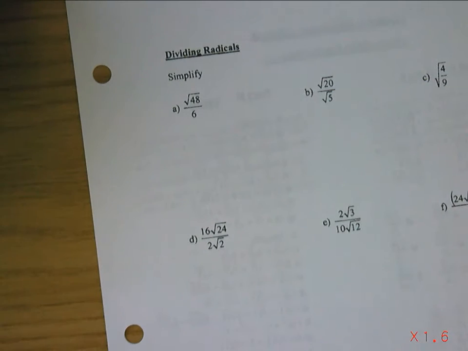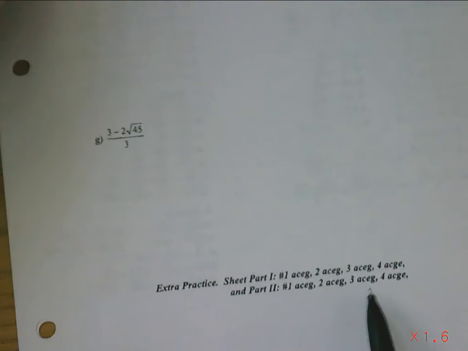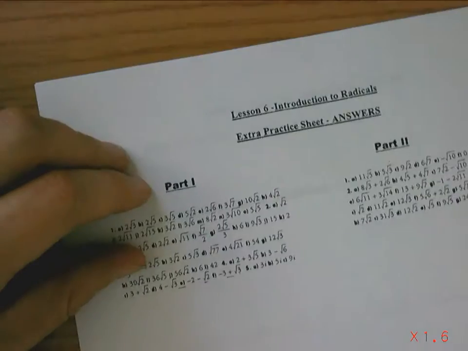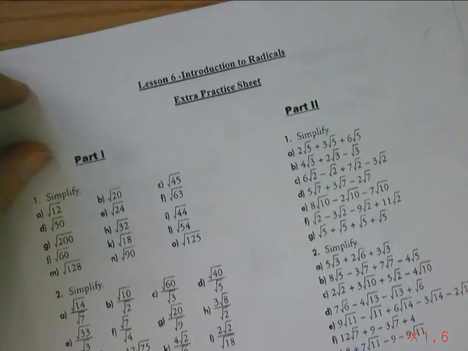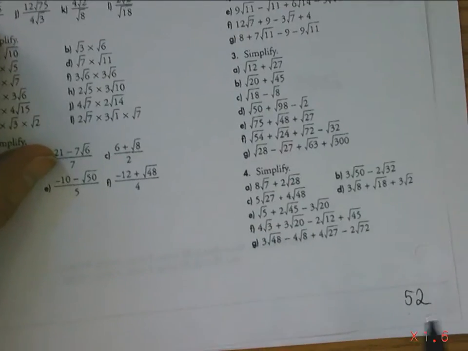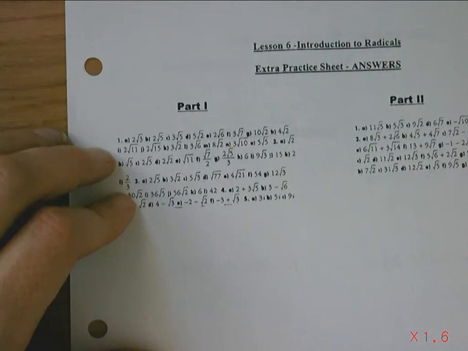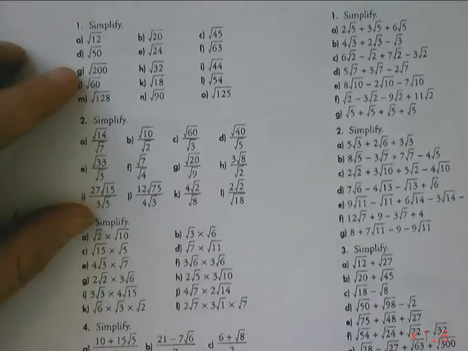Okay, ladies and gentlemen, what we have here is the third video for Lesson 6, Introduction to Radicals, and this will be on dividing radicals. The questions at the end of this are here, and these are going to ask you to look at your extra practice sheet, which will look like this. It's on the back, and it's in your workbook, and it is workbook page 52. Answers are going to be there, and they're going to be on workbook page 53. Okay, so let's get started.